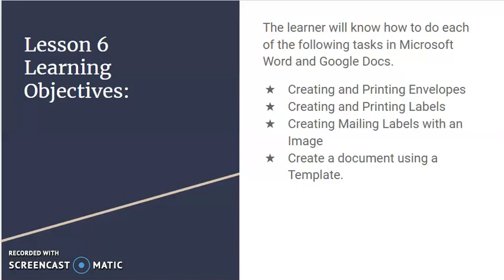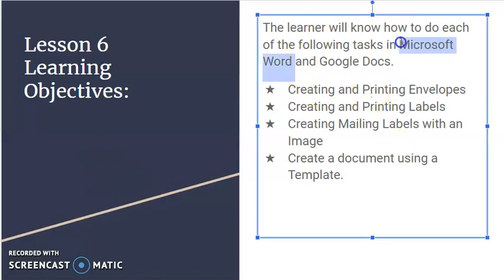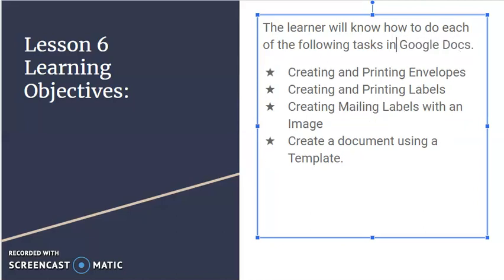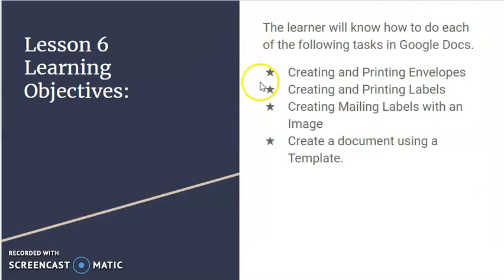This is lesson 6 for Computer Applications 2 in the word processing section. Welcome. We are actually only going to address Google Docs today, even though Microsoft Word is a far better program as far as mailings go. I'm going to show you today how you could create and print labels that will be used on envelopes or whatever else you might need to address.